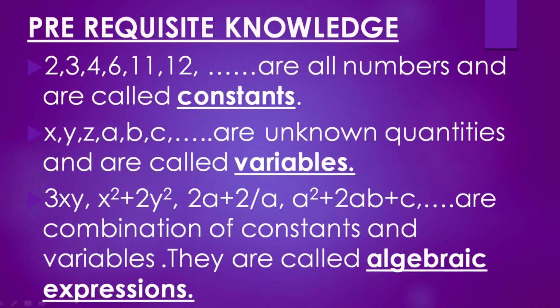Let's begin now. Children, we require some prerequisite knowledge for this chapter. We can see 2, 3, 4, 6, 11, 12 are all numbers and they are known as constants. x, y, z, a, b, c, etc. are unknown quantities and are called variables. Expressions like 3xy, x square plus 2y square, 2a plus 2 upon a square plus 2ab plus c are combinations of constants and variables. They are called algebraic expressions.